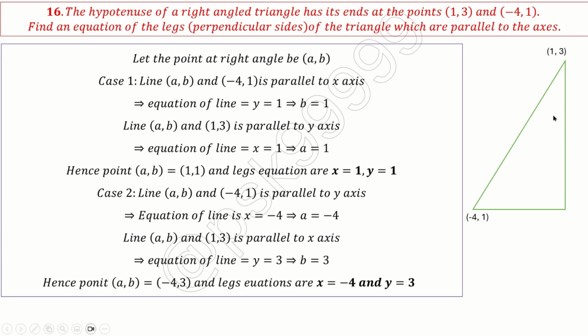Correct. If this is x axis and this is y axis, then my point is y equal to 3, and x equal to minus 4. So my point is minus 4 comma 3. Right. Looking at it, you can easily tell. Either you take these two or these two. Okay. Next.